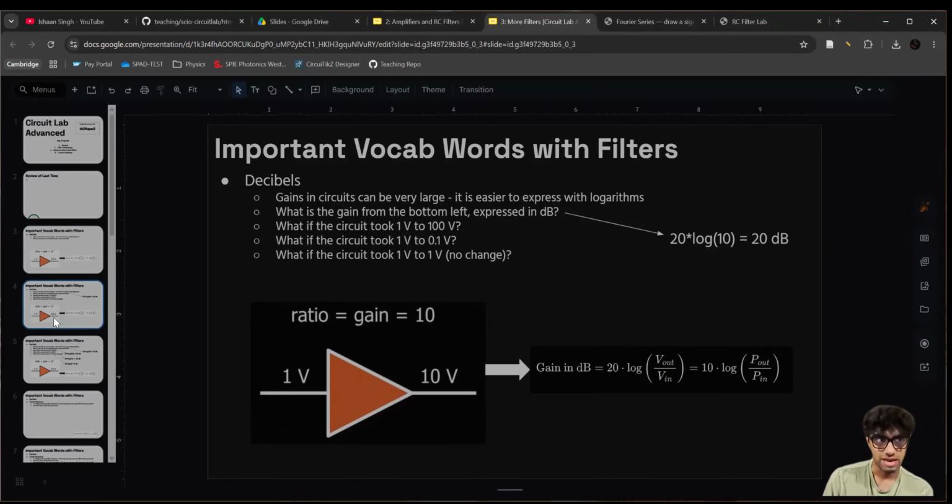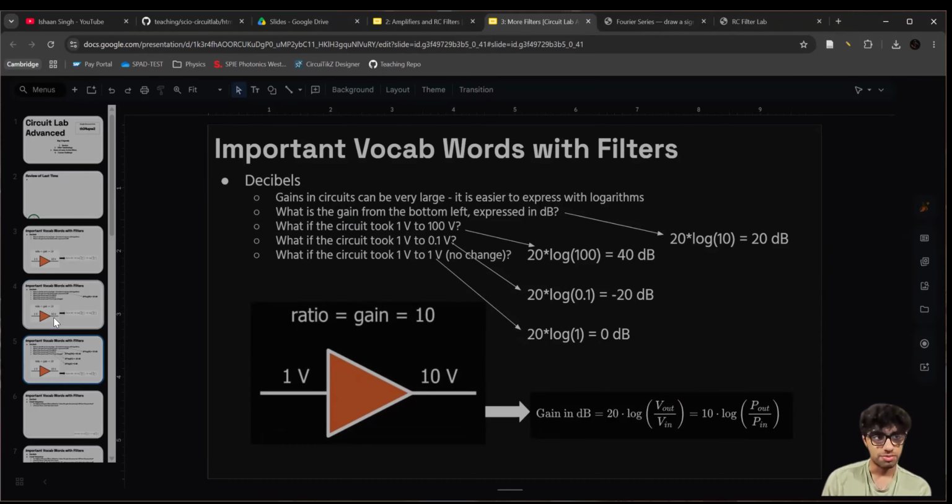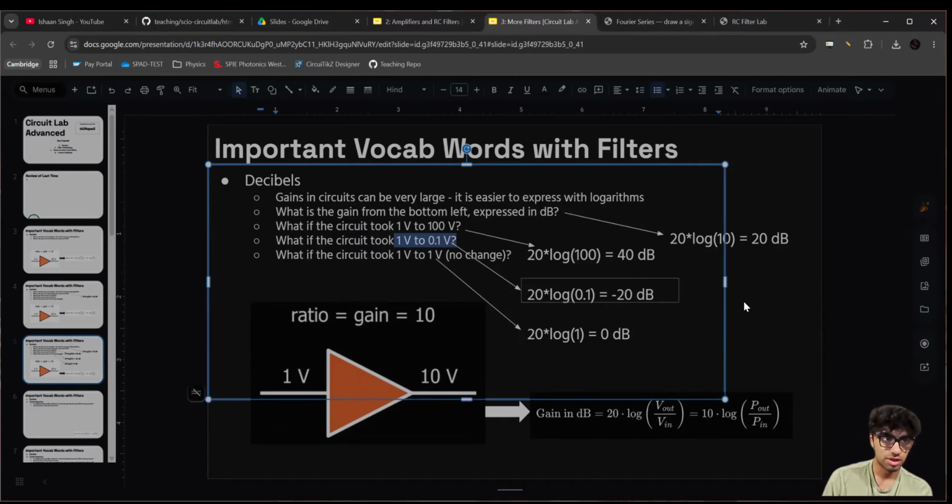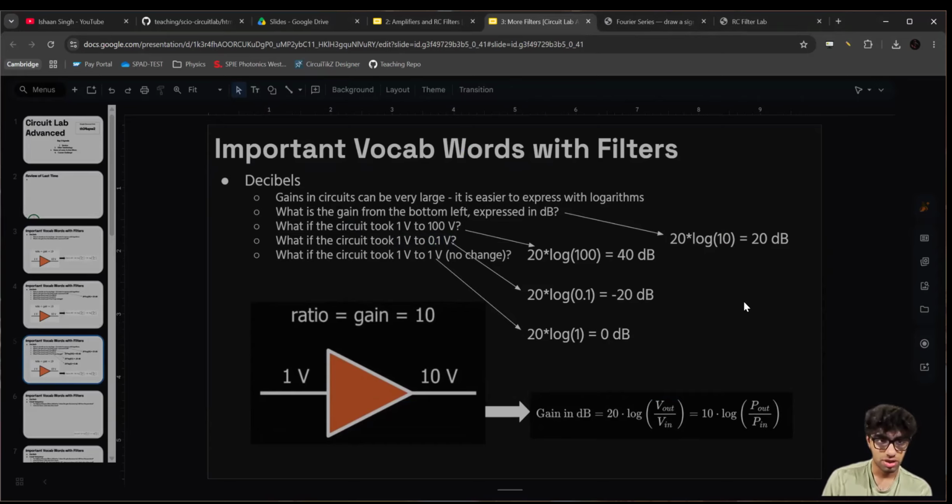So as a couple of other examples, if the circuit took 1 volt to 100 volts, what would the gain be? Same for these other two. You can take a second and work through that. The answer to those being 100 divided by 1 is 100. Log of 100 is 2. 2 times 20 is 40 decibels. For the second example, 0.1 divided by 1 is 0.1. Log of that is -1, so negative 20 decibels.